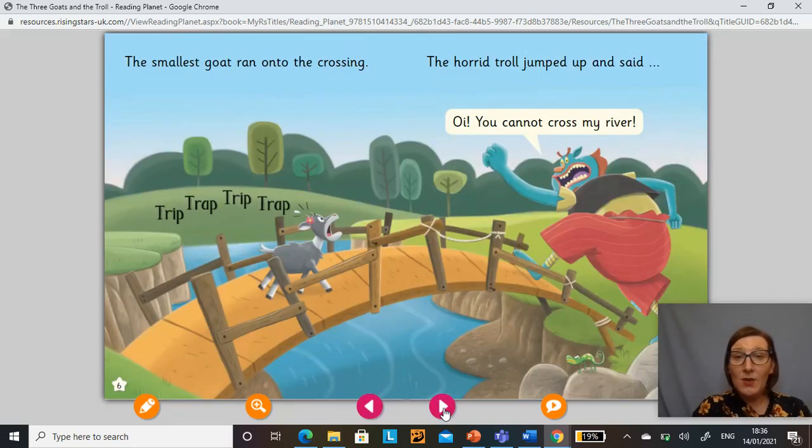The smallest goat ran onto the crossing. Trip, trap, trip, trap, trip, trap. And the horrid Troll jumped up and said, "Oi! You cannot cross my river." Oh dear, that wasn't very nice, was it? Now, do you think the little goat will continue, or do you think she'll turn round and run away?